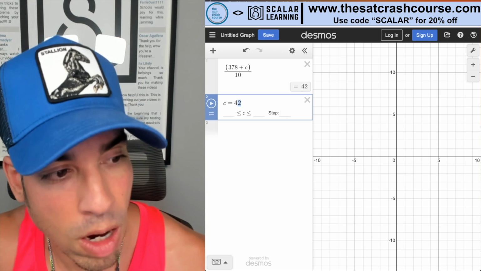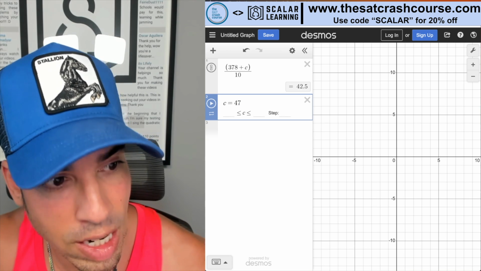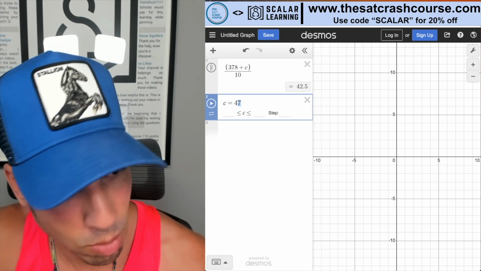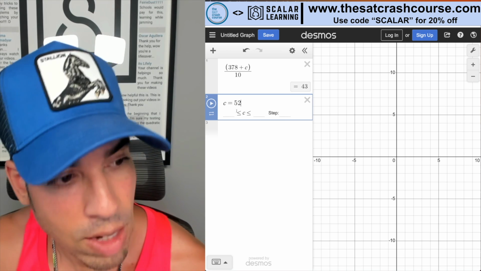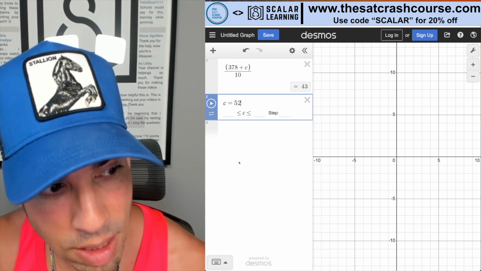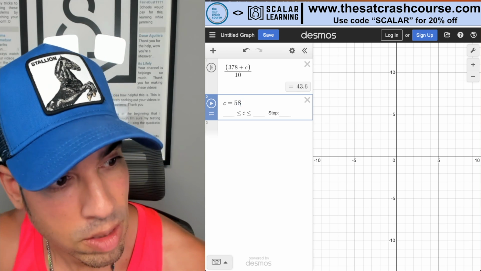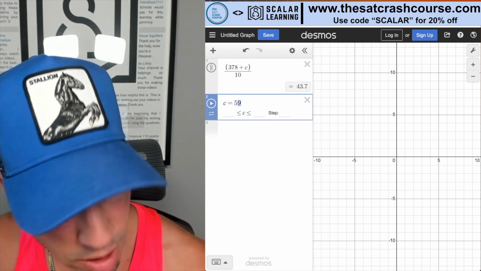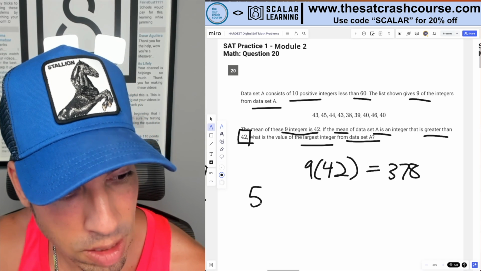So let's start plugging in values for C. We see these are still giving us decimal values. It's incrementing by 0.1 every time. We go to 49, then we've got 50, 51, and 52. Now, this has got to be the answer because it also says the last value is less than 60, and we can see every value leading up to 60 is still giving me decimal values. So that means 52 is the winner. That's the largest integer from dataset A.